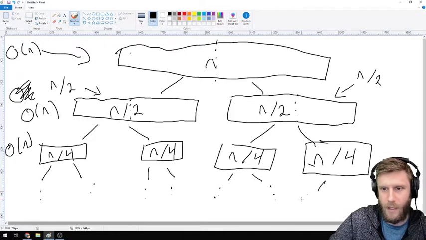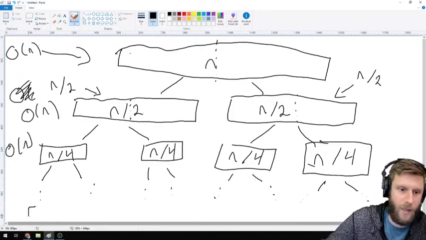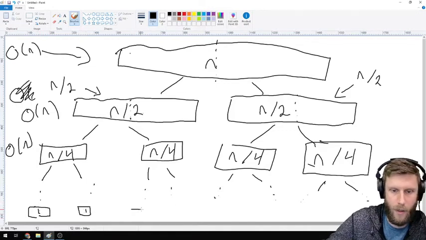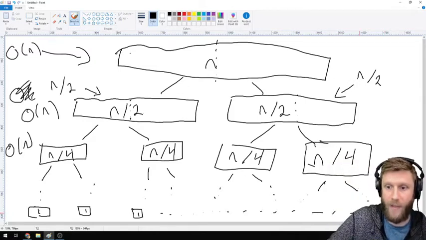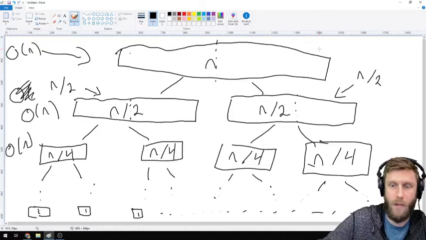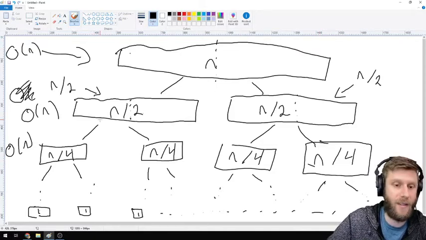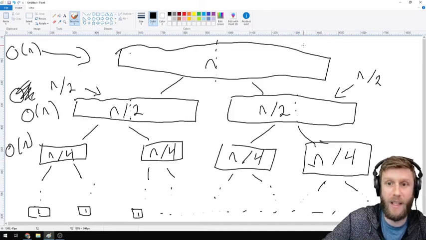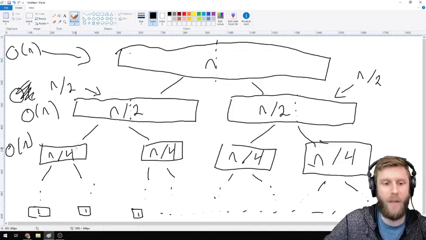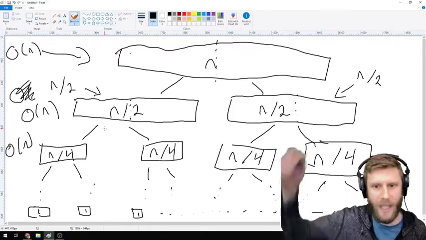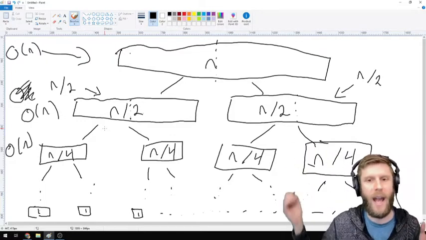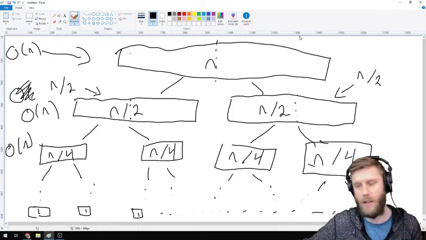until I have lists of size 1. Okay, pretend there's a total of n of them. So here we have one list of size n at the top, and down at the bottom we've got n lists of size 1. So this whole process of splitting is order n each time, for each layer of splits.